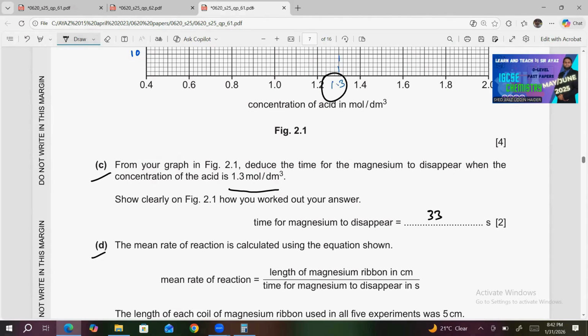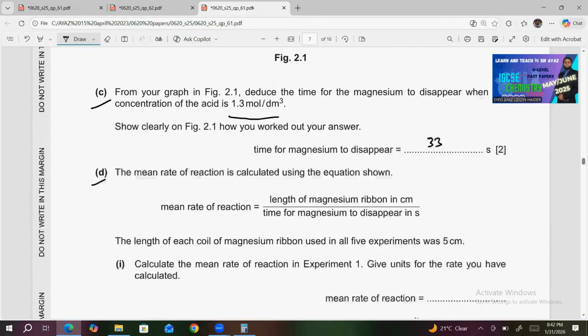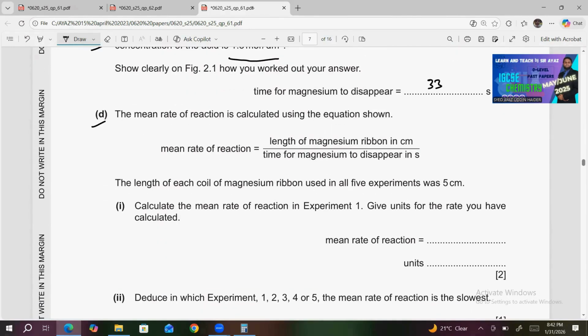For D, the mean rate of reaction is calculated using the equation shown. Mean rate of reaction is equal to length of magnesium ribbon in centimeters divided by time for magnesium to disappear in seconds. The length of each coil of magnesium ribbon used in all 5 experiments was 5 centimeters. Calculate the mean rate of reaction for experiment 1. Give units for the rate you have calculated.